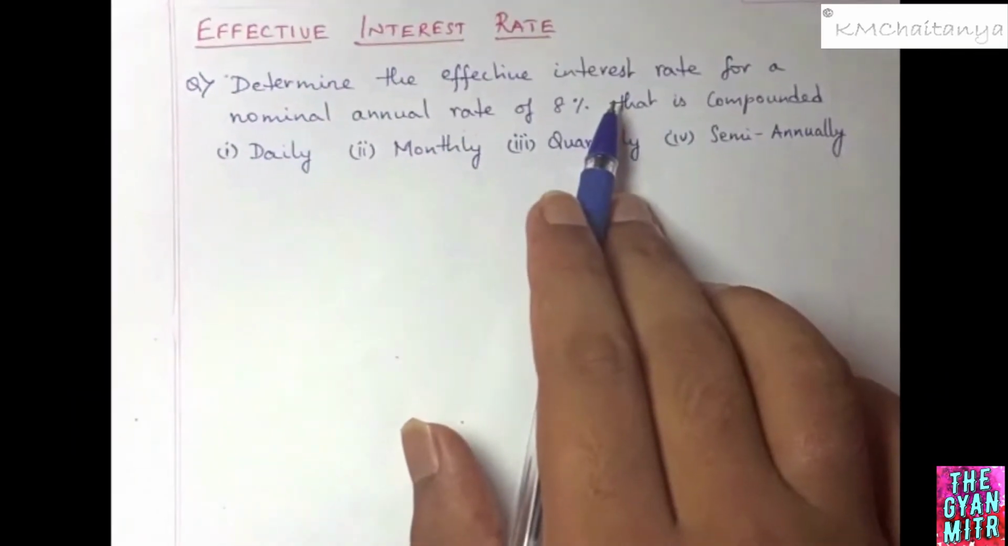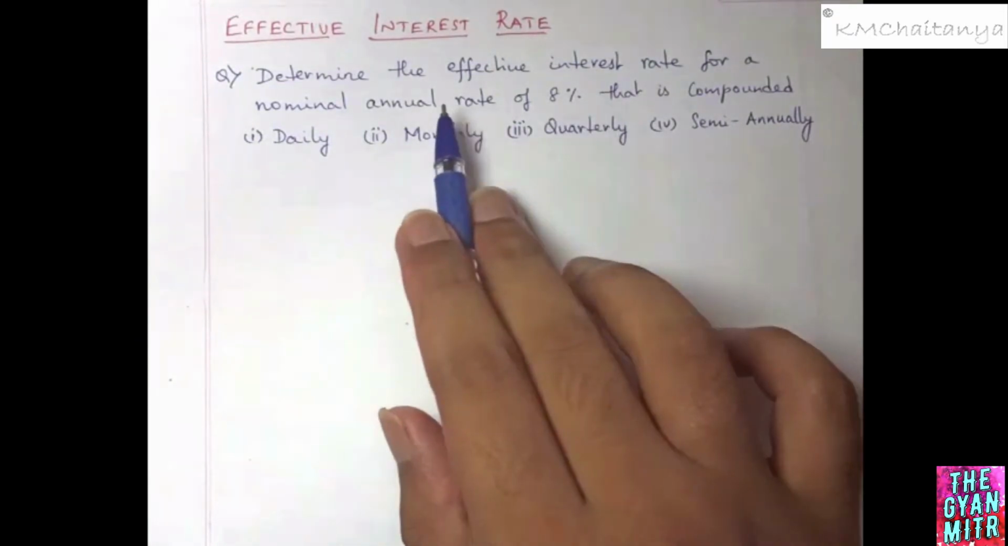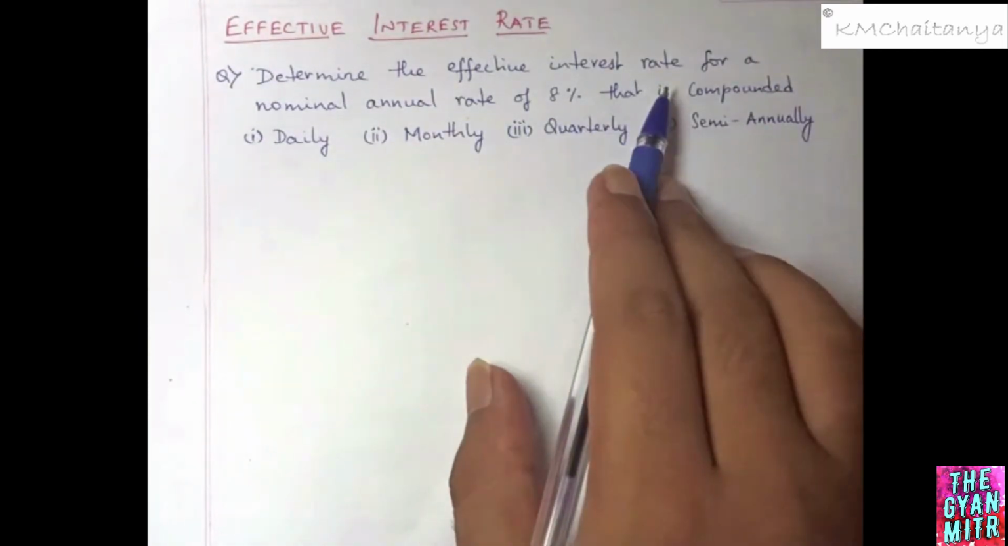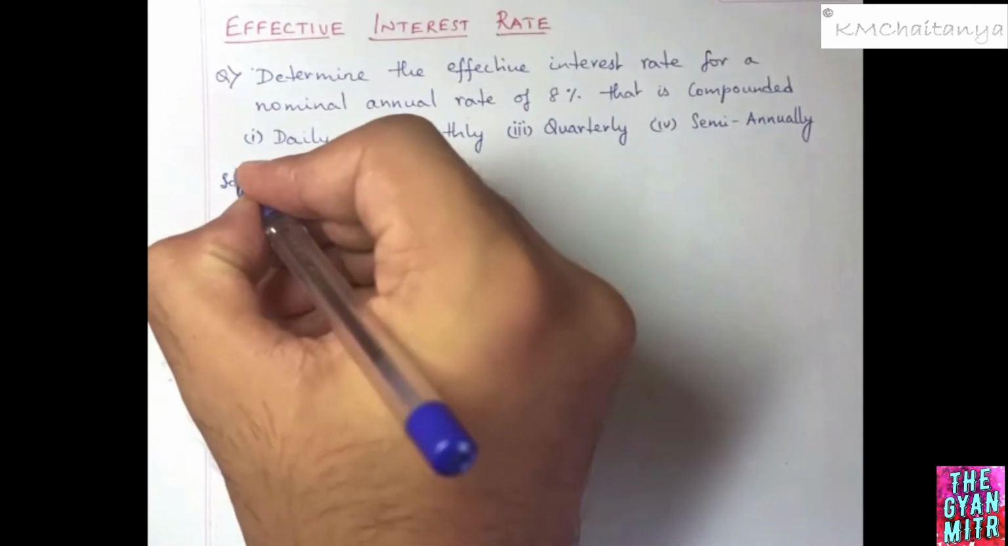So this is a direct question. There's no need for any explanation for this. They have given you the nominal interest rate. You are supposed to calculate the effective interest rate. So we'll solve it. Solution.